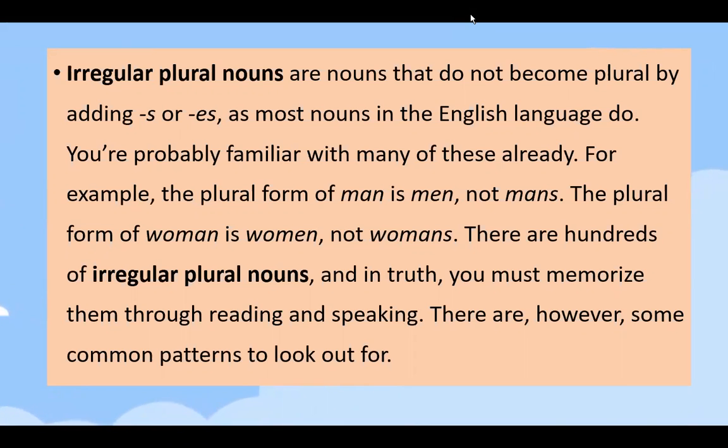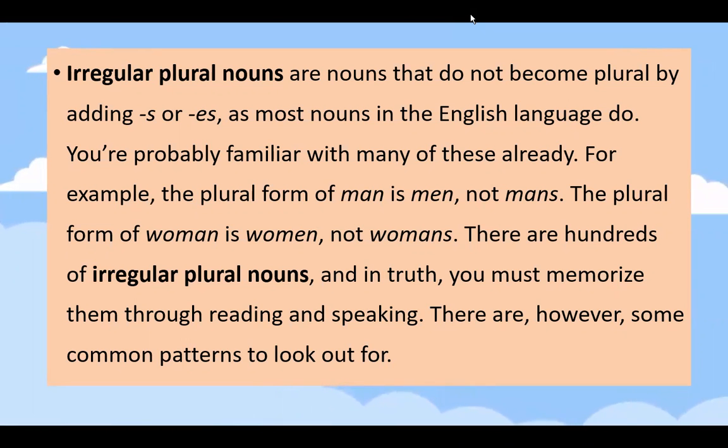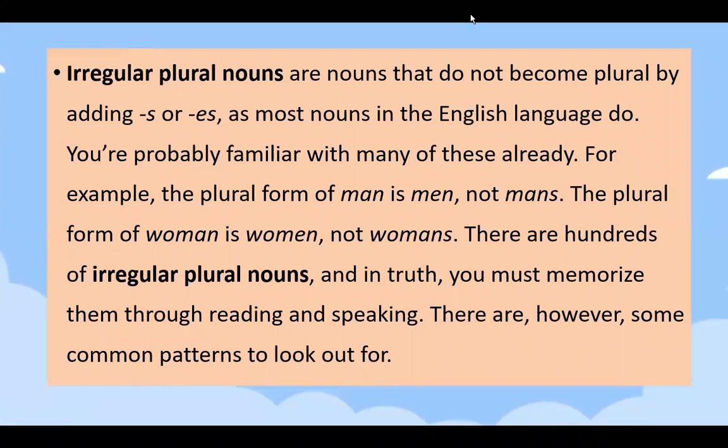However, there are some common patterns to look out for. Okay, guys, we have patterns. There are some words with obvious patterns on how to change singular nouns to plural nouns. And here are some of them.